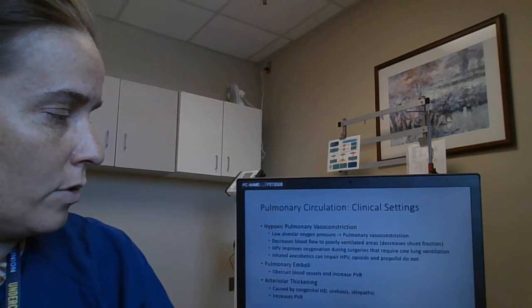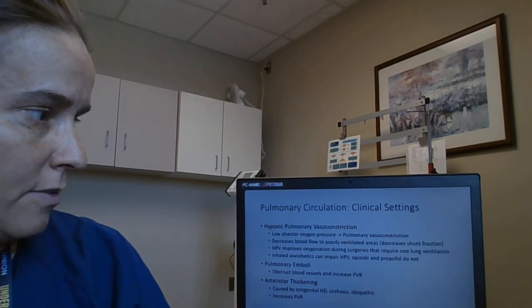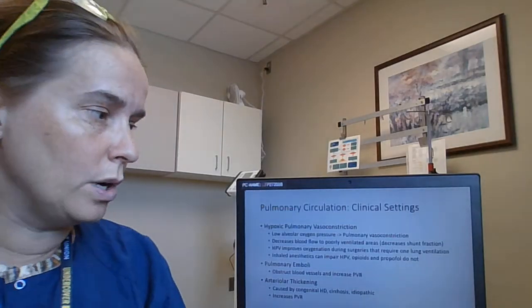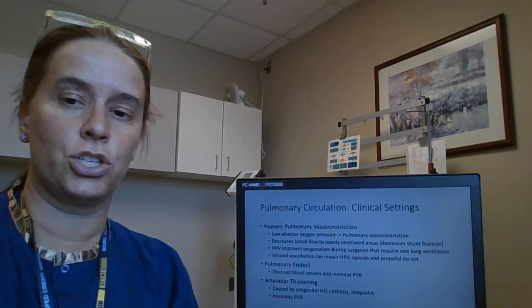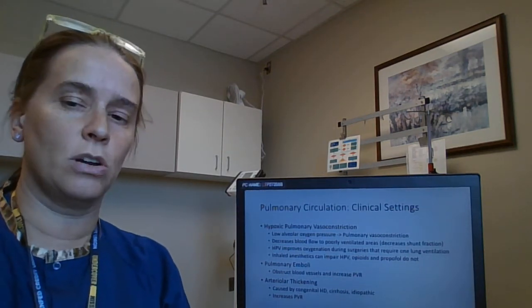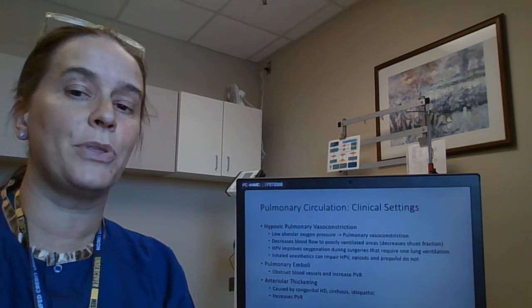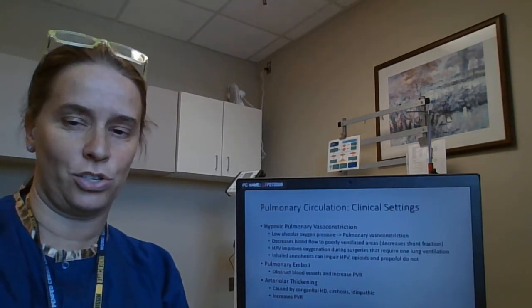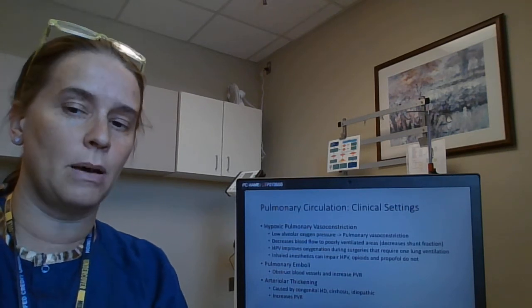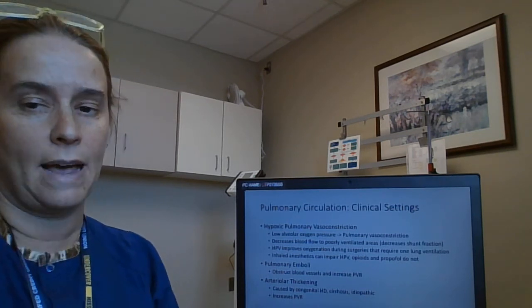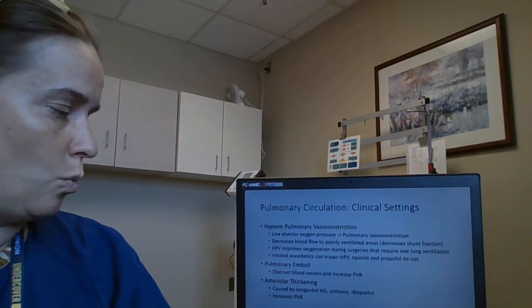Inhaled anesthetics, however, can impair hypoxic vasoconstriction. Opioids and propofol do not. So when you're doing a one lung ventilation type case, you may adjust your anesthetic to optimize your hypoxic pulmonary vasoconstriction. And it can be neat to see that, minimizing the amount of inhaled anesthetic you use and maximizing these other drugs to treat your patient well.